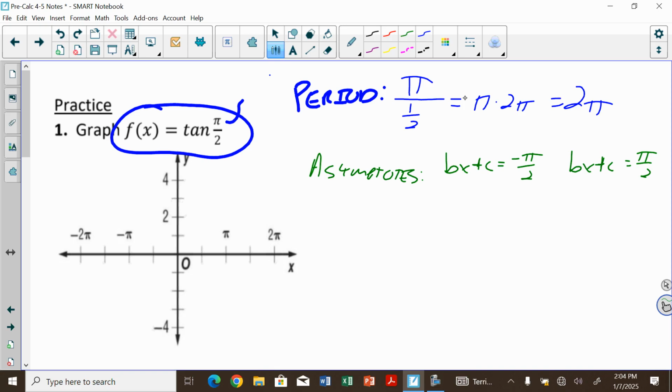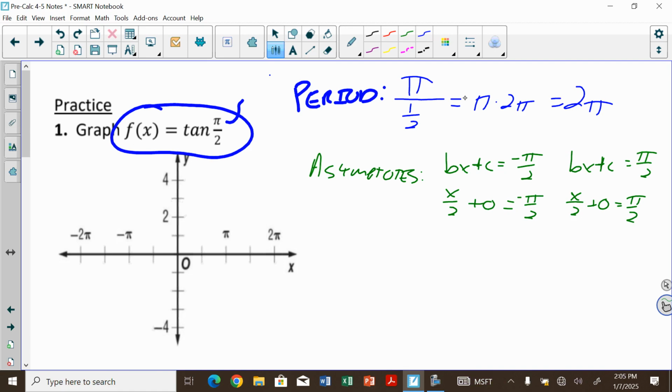Okay, so when we do that, what we're looking at here is we have our b value is x over 2. Now, there is no c value because we don't have the parentheses, so it's just simply 0 equals negative pi over 2. And then here on this other side, we've got x over 2 plus 0 equals pi over 2.